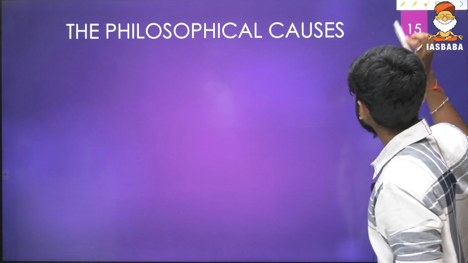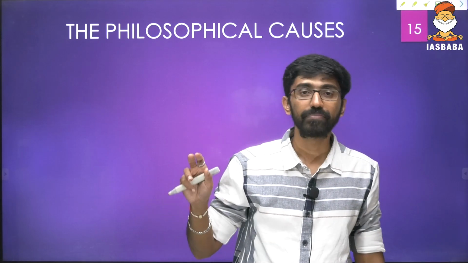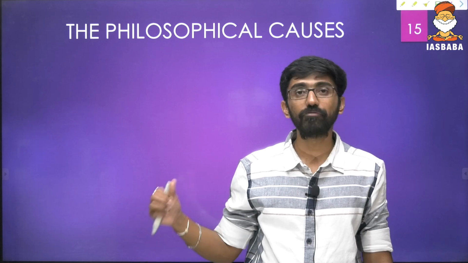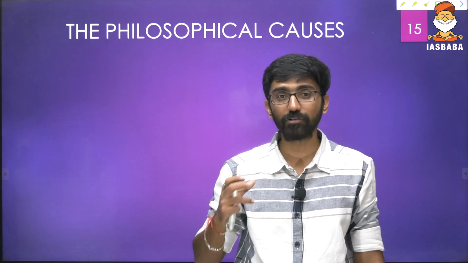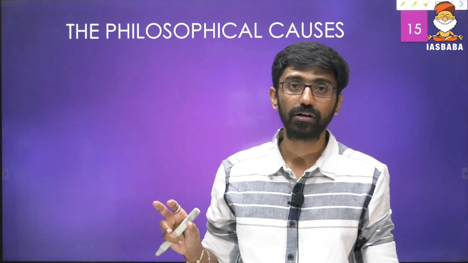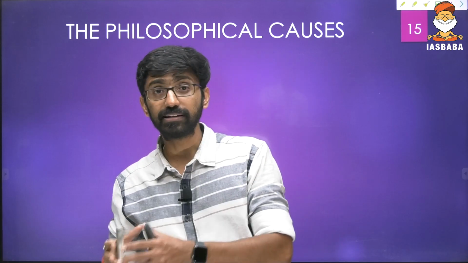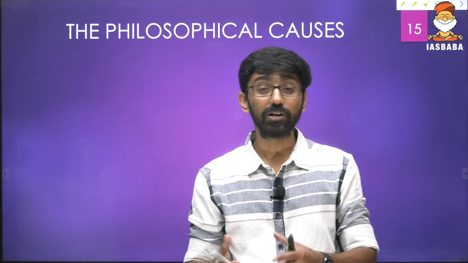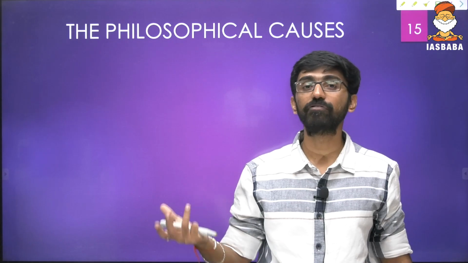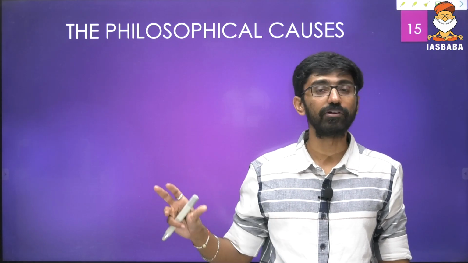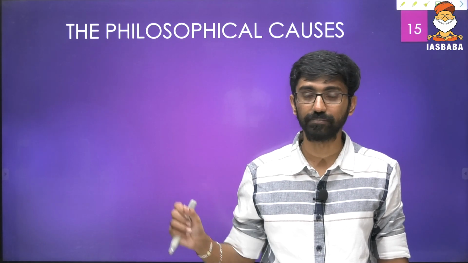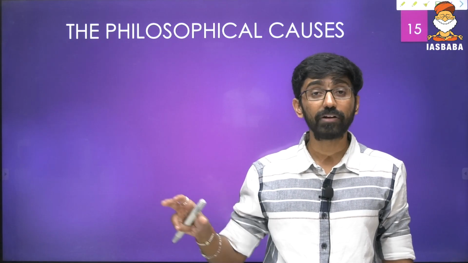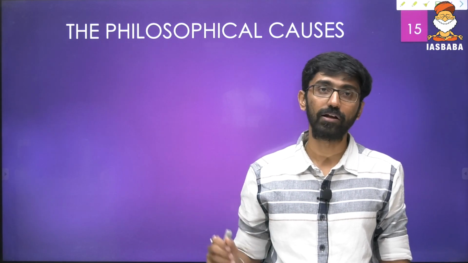Now, what are the philosophical causes? We talked about social causes, then political causes, the economic or financial causes, now the philosophical causes. Philosophical causes means the ideologies. If we come to the Indian freedom movement, there is the ideology of moderates, of revolutionaries, of extremists, of Gandhi, and the ideology of the Russian Revolution, that is socialism. All these things influenced Indian nationalism. Indian leaders were guided by these particular ideologies.